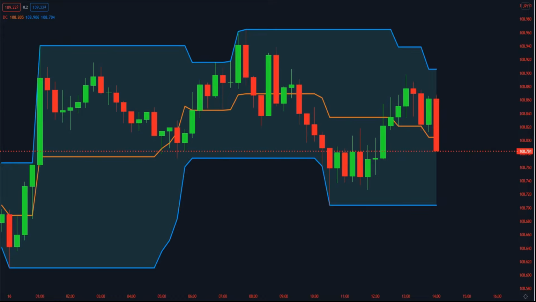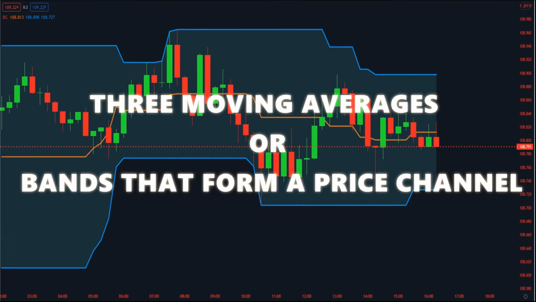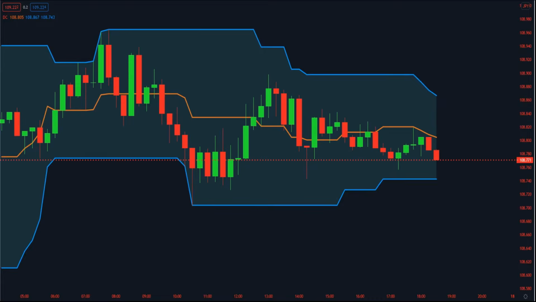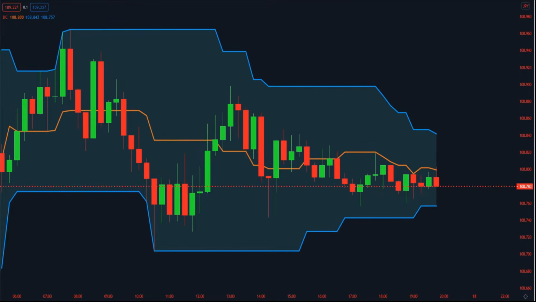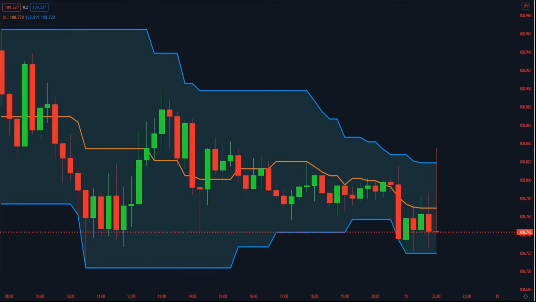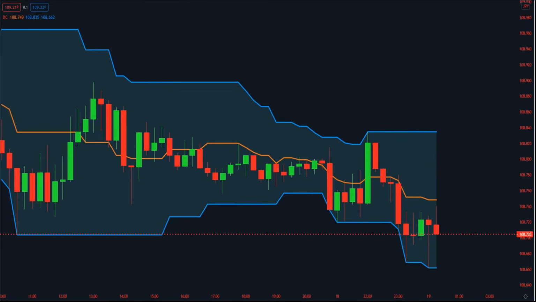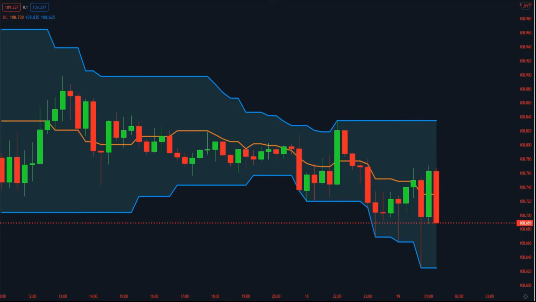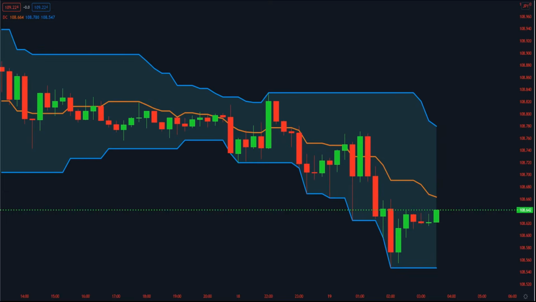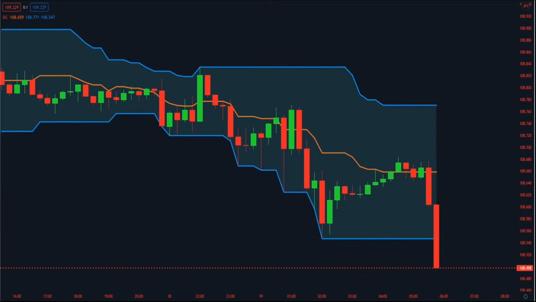The Donchian channel accomplishes all the mentioned features by plotting three moving averages or bands that form a price channel. The channel periods are determined by a user-defined period, and our preferred setting for the Donchian indicator is 20 periods. This means that the Donchian channel will look back for the highest high and the lowest low price over the last 20 candlesticks on your chart and then plot that value. On top of that, we also have the median line drawn in the center. The median line is simply the average of the other two Donchian lines plotted on the chart.